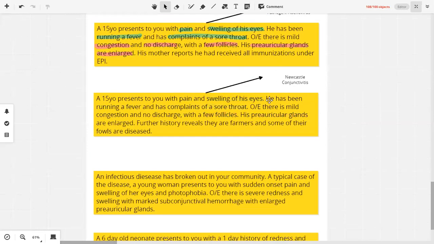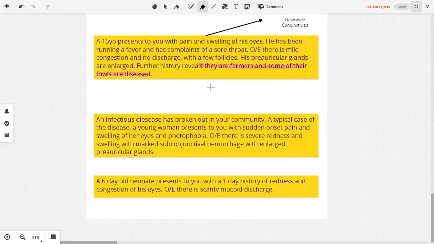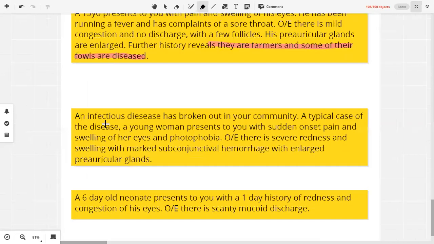Our only important or peculiar thing is that the patient has a history of contact with diseased birds, diseased fowls, diseased chickens, turkeys, all of that stuff. This is important, and it has led us towards our diagnosis of Newcastle conjunctivitis. Moving on. Next.